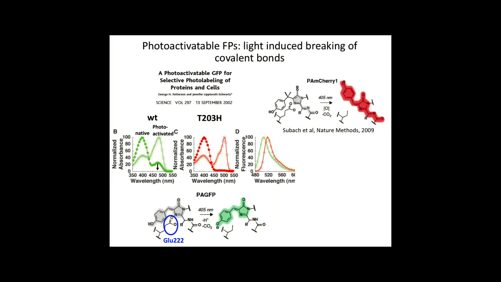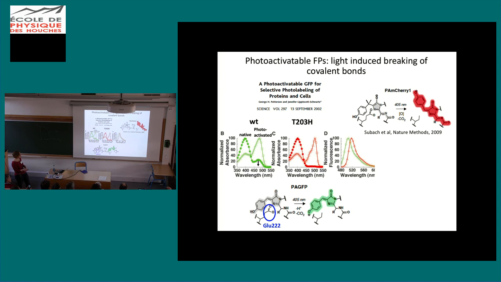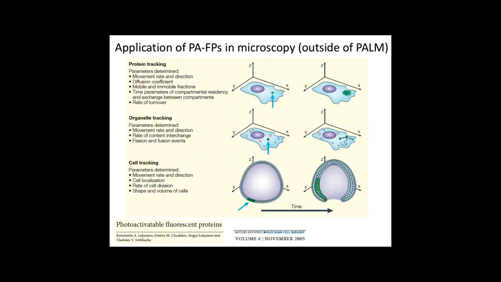And a similar process also exists for photoactivatable mCherry. It's really the same chemical reaction here where you're losing carbon dioxide, although there's also some oxidation. Okay, so that's an example of photoactivatable FPs.